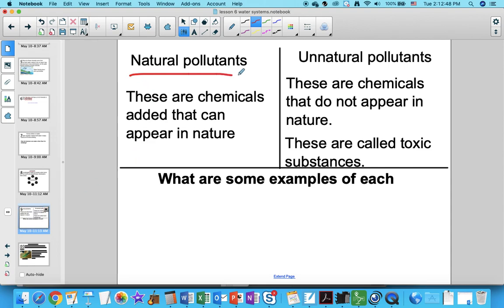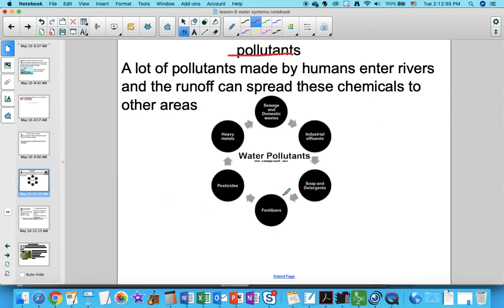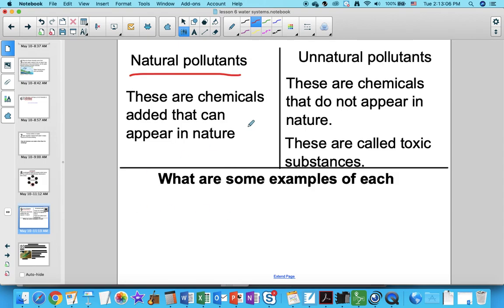Natural pollutants, right? Natural pollutants are chemicals that can appear in nature. For example, in farming, farmers use a lot of fertilizer. And fertilizer has a lot of potassium and nitrogen. Well, potassium and nitrogen exist in nature, right? But too much of it can be considered a pollutant. So a natural pollutant could be considered fertilizer.